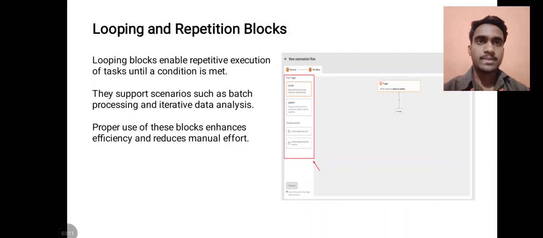Next, looping and repetition blocks. Looping blocks enable repetitive execution of tasks until a condition is met. They support scenarios such as batch processing and iterative data analysis. Proper use of these blocks enhances efficiency and reduces manual effort. When we do the same work many times, we put it in a loop, and that work is repeated by the system so that our work is reduced.